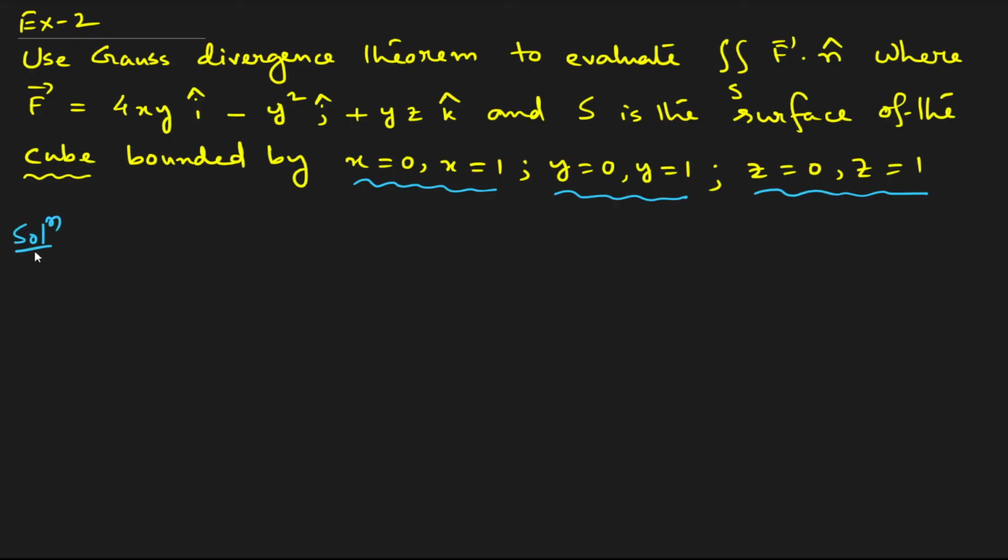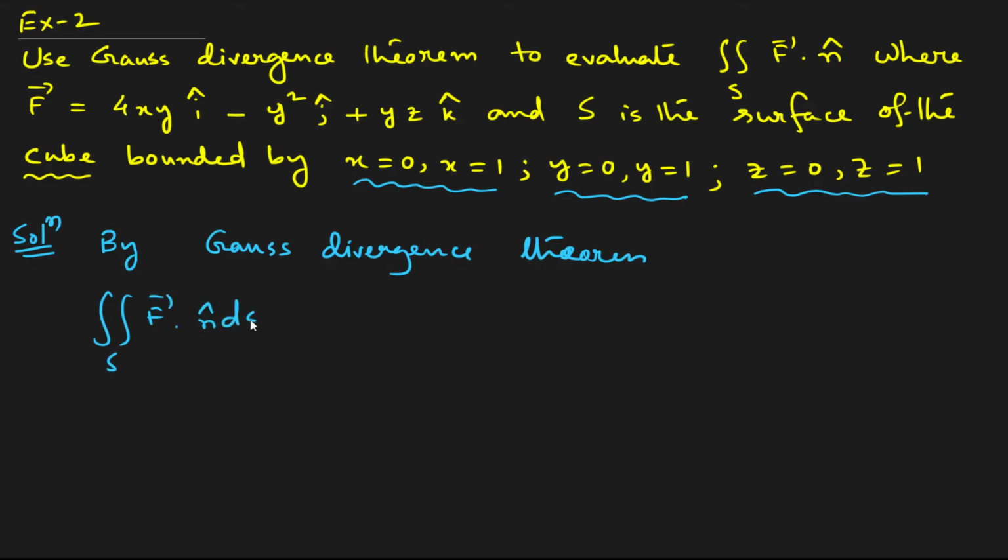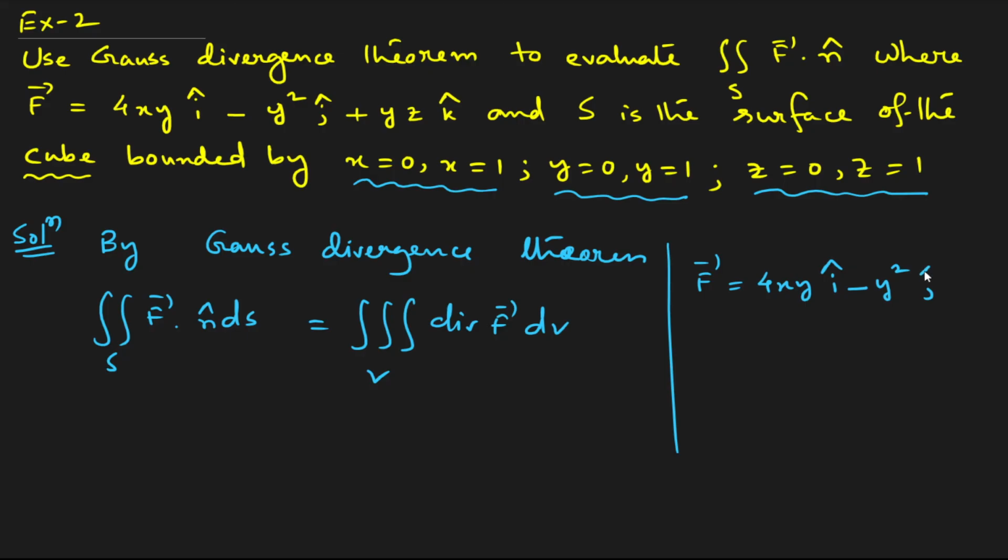Okay, now solution by Gauss Divergence Theorem. We can write double integration over S of F bar dot n cap dS is equal to triple integration over V of div F bar dV. So now we have to find this div F bar. F bar is 4xy i cap minus y square j cap plus yz k cap, right? So what we have to find? Nabla bar dot F bar.